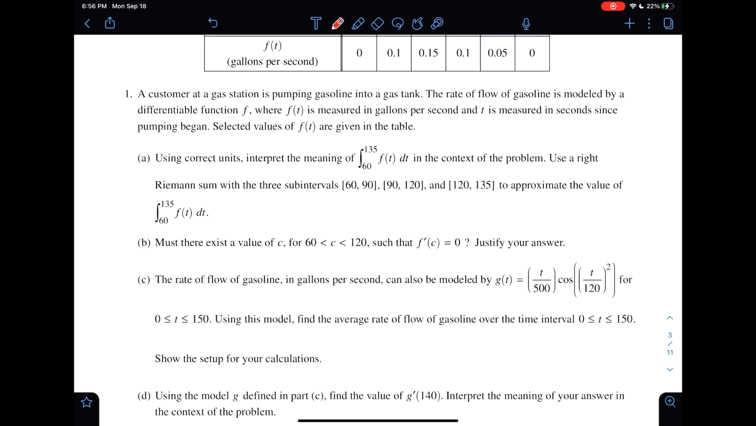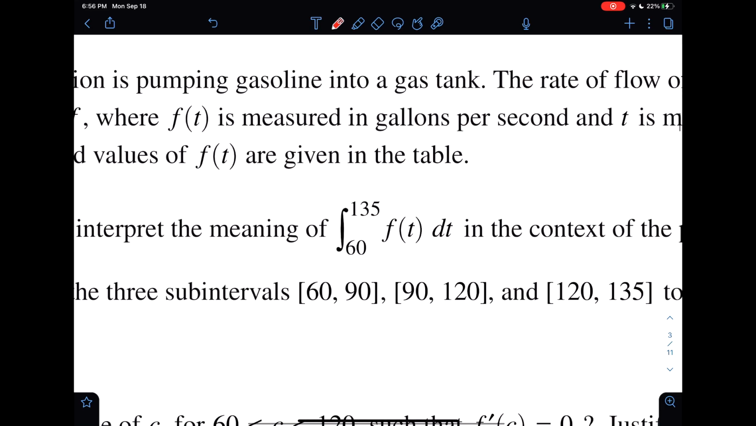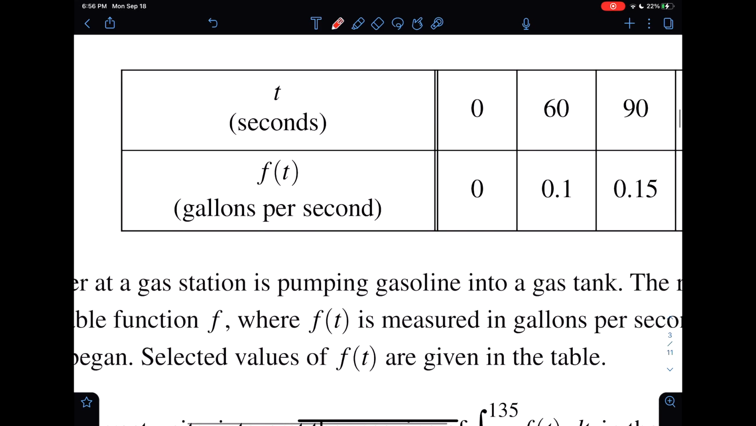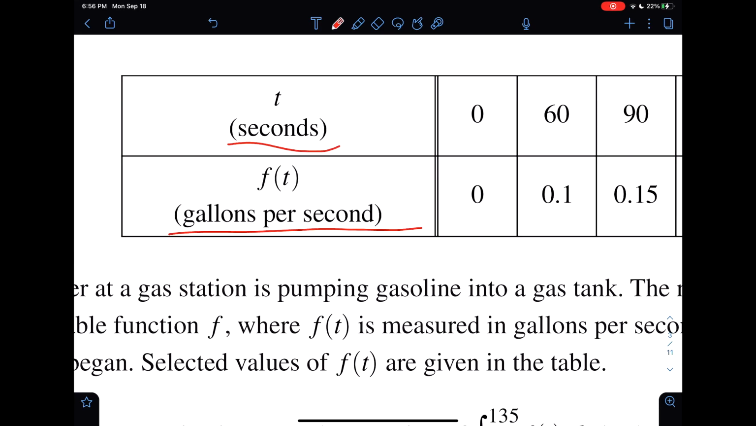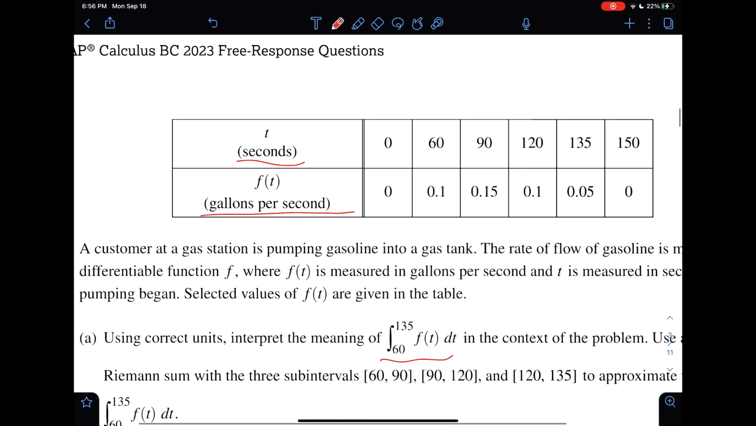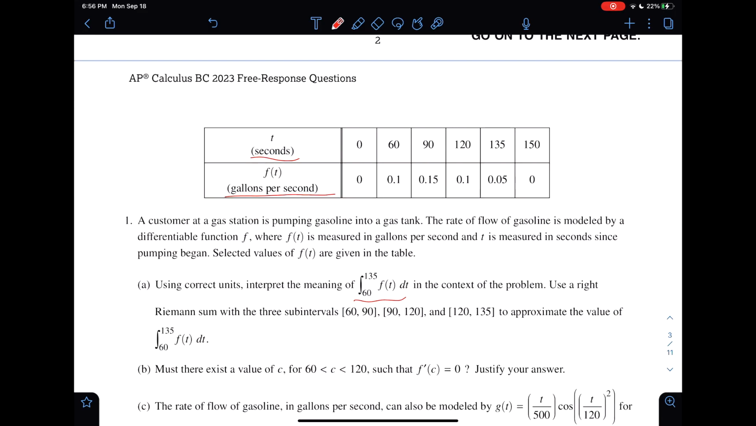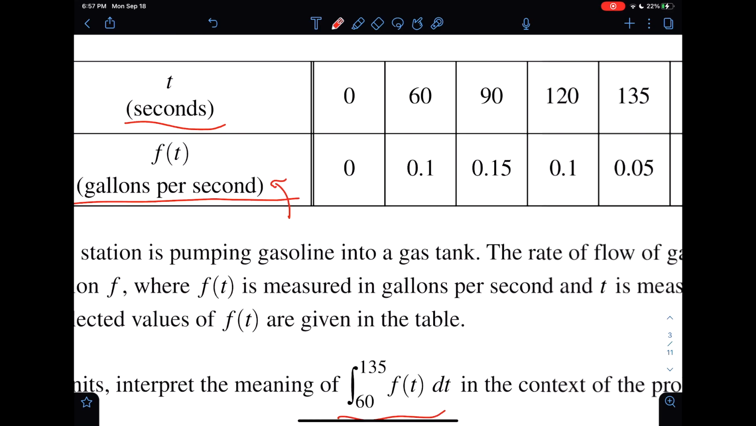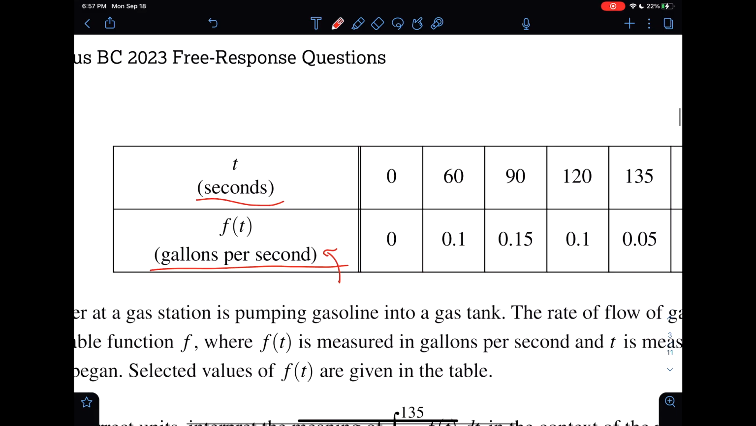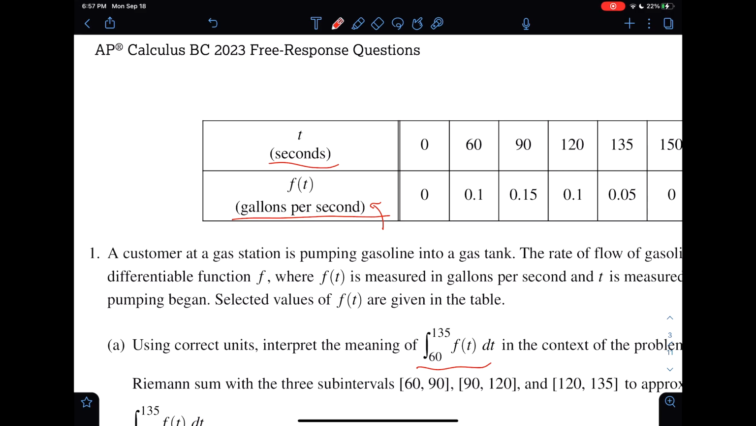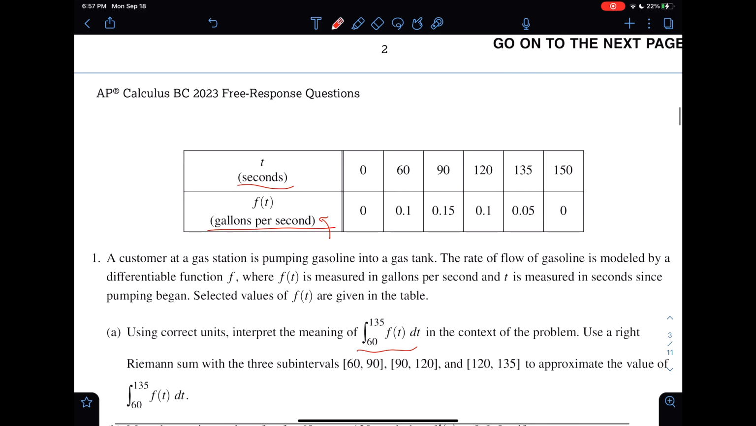Okay, so part A. The first part of the problem is to interpret the meaning of this integral. First thing I would do, look at the table and look at what they're labeling it. t is seconds. Well, it tells you in the problem, but I would just look at that just in case. Seconds and gallons per second. Now be careful that this says gallons per second. That means it's the rate. It doesn't say gallons at this time. It's the rate at this time. It's giving you the rate. So these are the rates, not the amount of gas. Make sure you know that, or else your whole thing is going to be wrong.